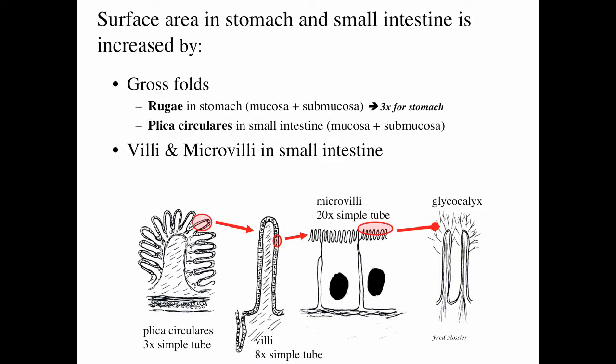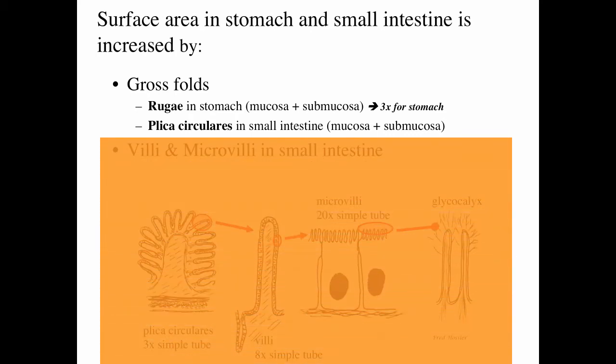If we talk about the stomach and the intestines, a couple of points I'd like to make. The surface area in the stomach and the small intestine is increased by gross folds. In the stomach, these folds are called the rugae, and in the small intestine, these are called plica circularis. Now I'm going to drop out the bottom part of this slide. We'll pick it up in a later podcast.